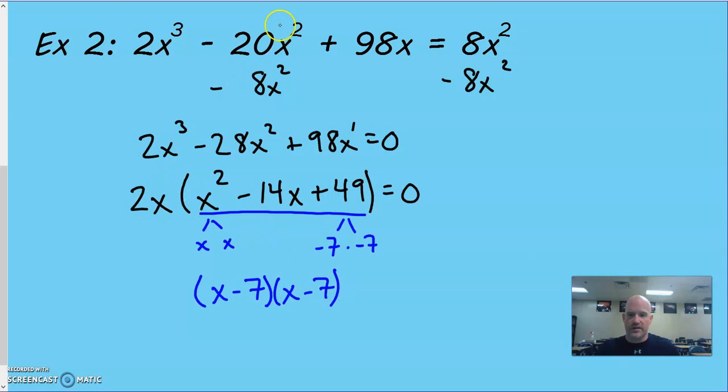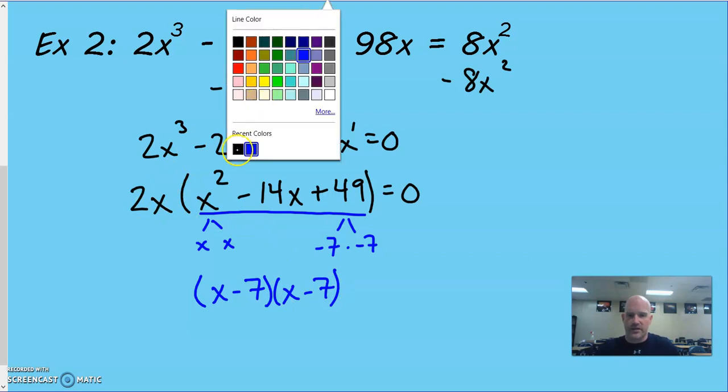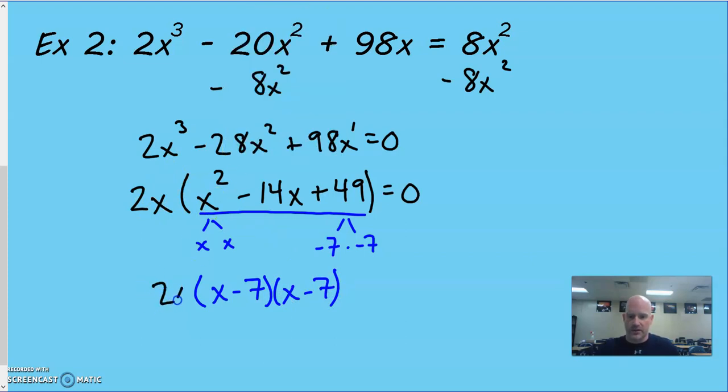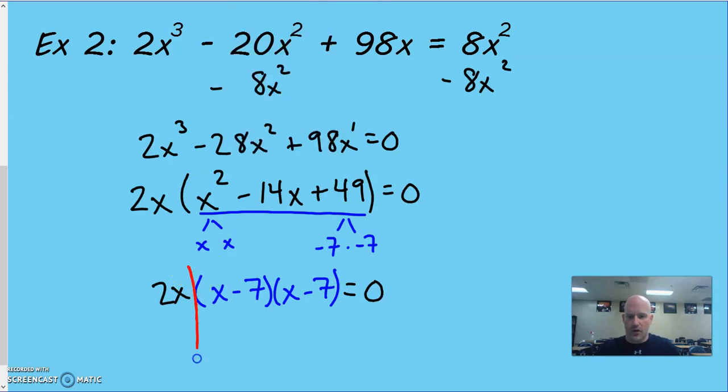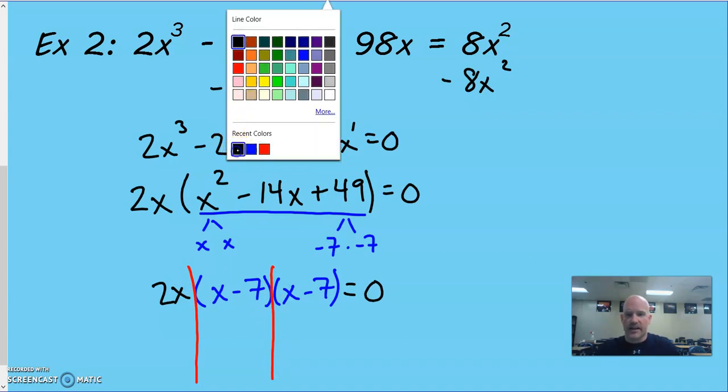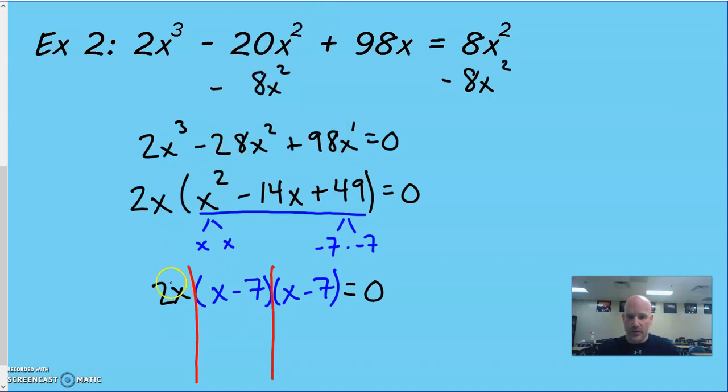Okay? Do I still have the 2x? Is that still a factor? Absolutely. So I have a 2x over here, and this still equals 0. But what can I go and do now? Well, I can find all 3 possible zeros. Okay? So I'm going to take each one of those factors, 2x, x minus 7, and then a second x minus 7, and set them all equal to 0.